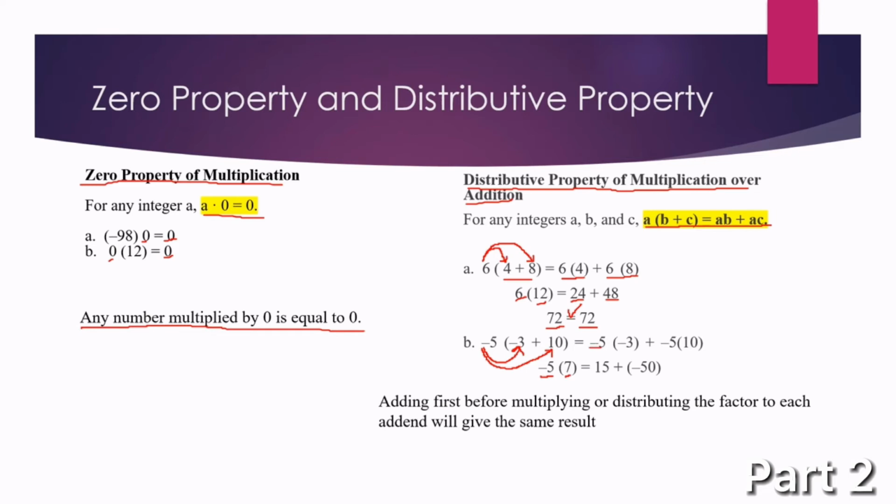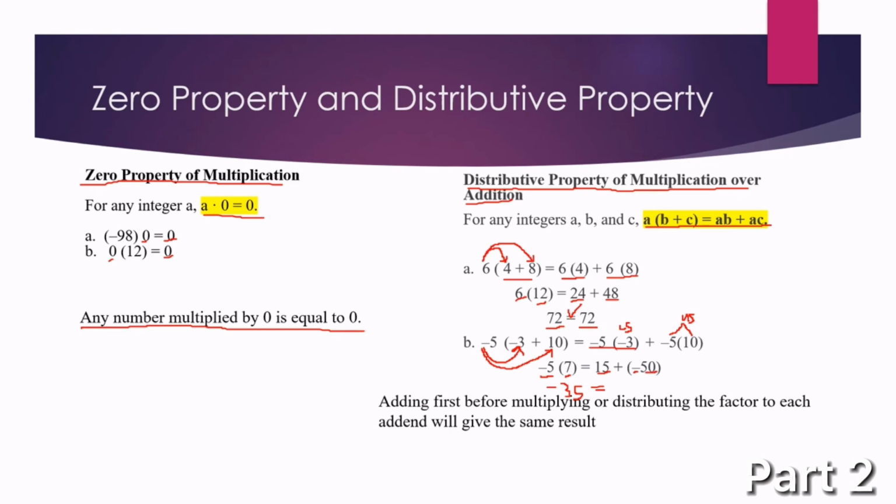Next, negative 5 times negative 3. So this is the product of two integers having like sign, which is positive. 5 times 3 is 15. Next, negative 5 times 10 are integers having unlike sign, so the product is negative. 5 times 10 is 50. Okay, so let us simplify again. Negative 5 times 7. So the product of two integers having unlike sign is negative. Multiply the number. 5 times 7 is 35.